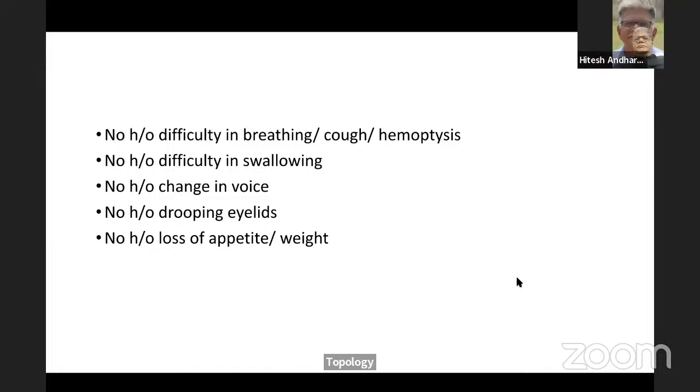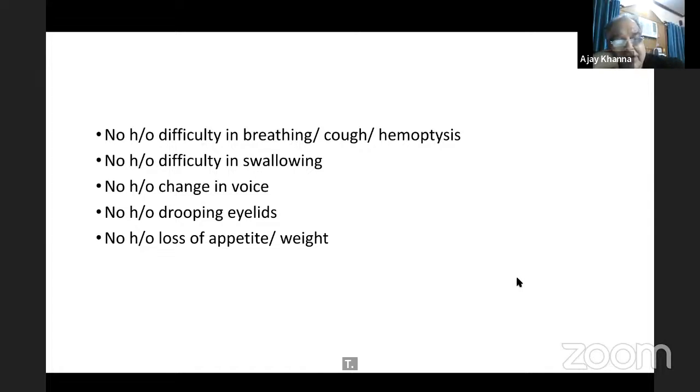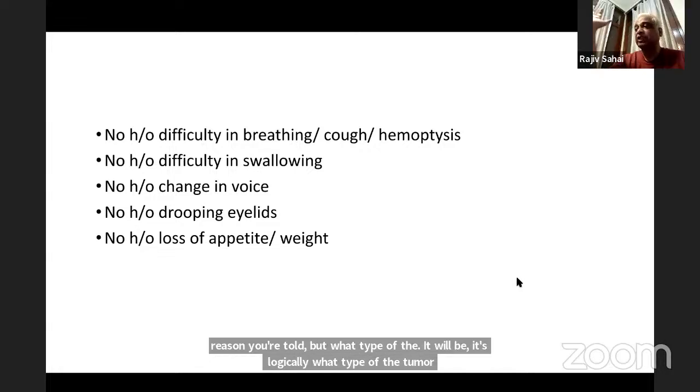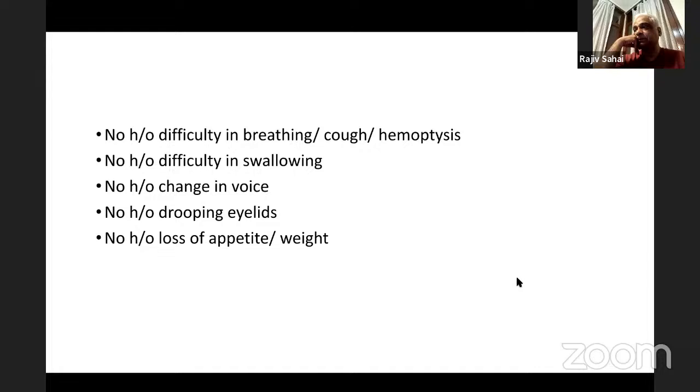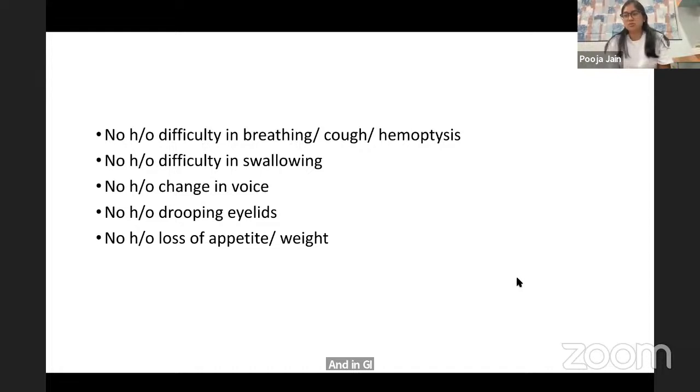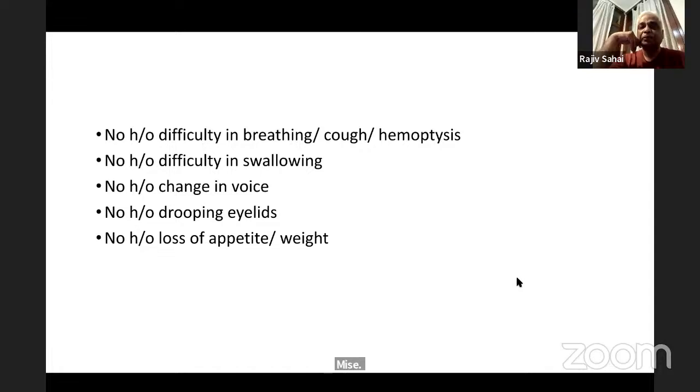Pathology. What type of malignancy will that be in the lower cervical and the upper cervical? Origin you've told, but what type of malignancy? It will be histologically what type of tumor? In head and neck, what is the commonest malignancy? It is squamous. And in GI? Adeno. Adeno.